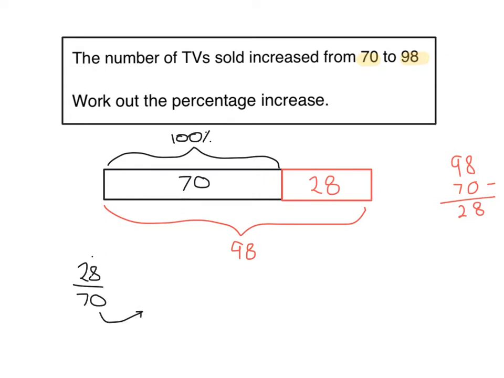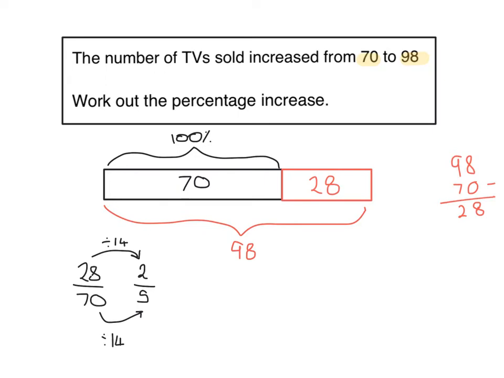What's the biggest number that goes into both? If I had a calculator, I could just put this on my calculator straight away. I don't, so I need to think of the biggest number and simplify. So the biggest number that goes in both is 14. 28 divided by 14 is 2. 70 divided by 14 is 5. So I've got 2/5. So it's increased by 2/5. To get from 70 to 28, it's an increase of 2/5. So 2/5 of 70 is 28, and I've added it on.